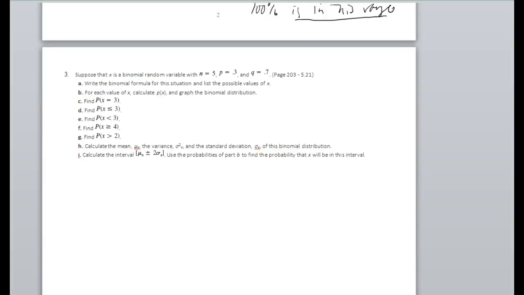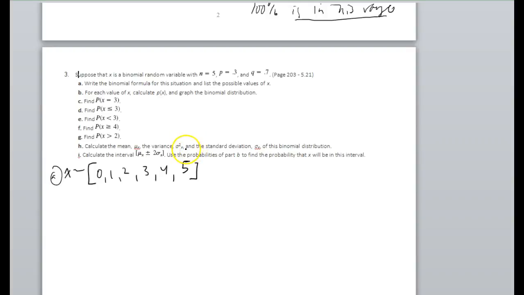Suppose that x is a binomial random variable with n equal 5, p equal 0.3, and q equal 0.7. Write a binomial formula for this situation and list the possible values of x. Well, first of all, we know that the possible values of x are going to be 0, 1, 2, 3, 4, and 5. We know that just because n is equal to 5.